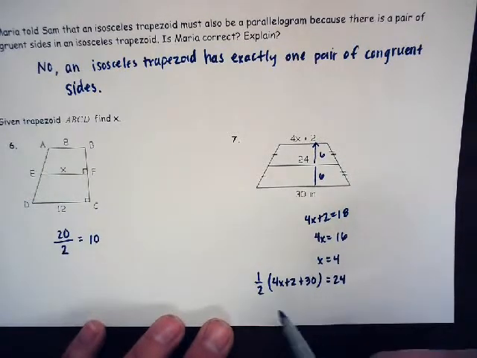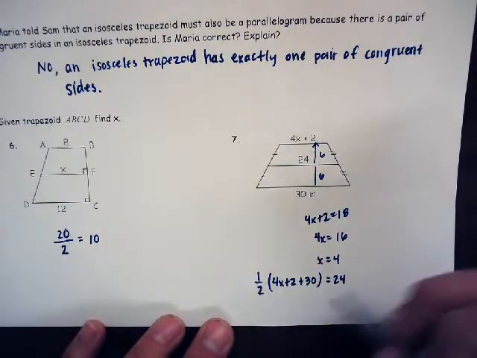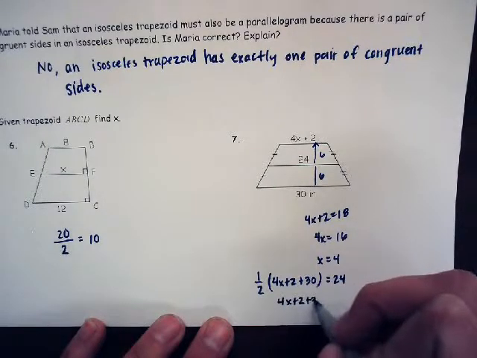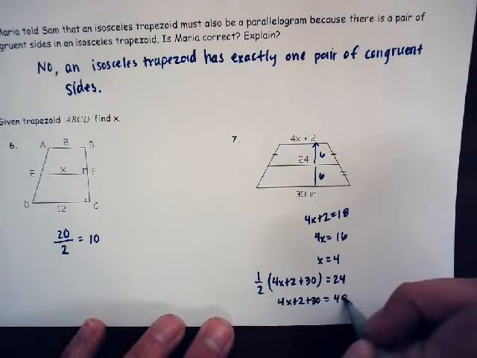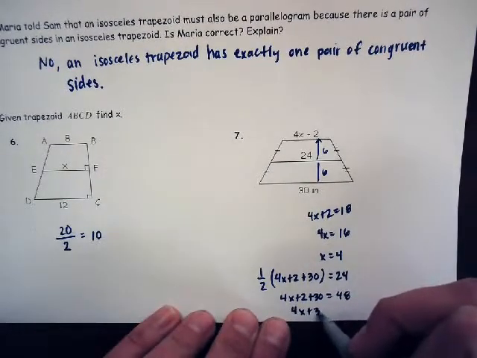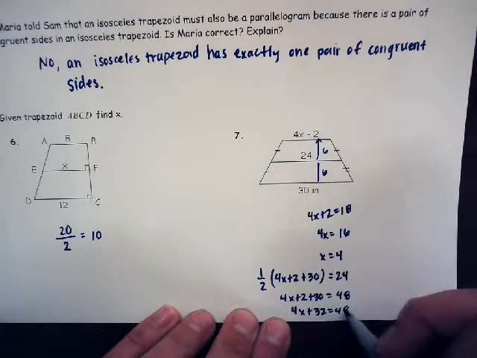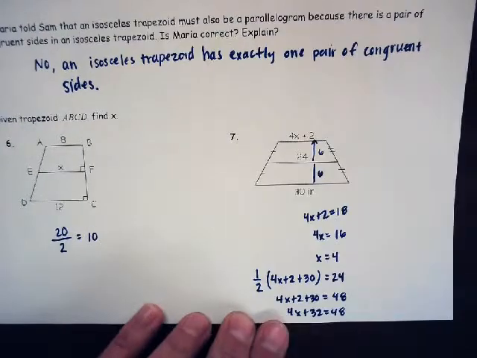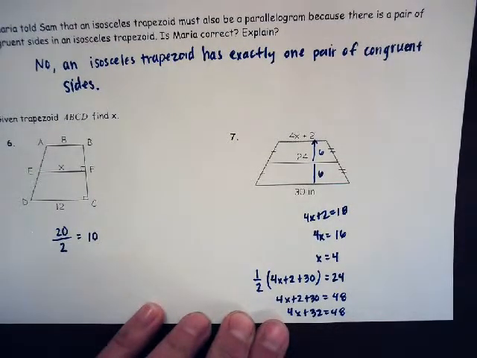You can see why this is the harder way to do this, but to get rid of this fraction, I can multiply both sides by 2. So I can have 4x plus 2 plus 30 equals 48. Combine like terms. 4x plus 32 equals 48. Now I'm running out of room, so I'm going to go up here and say, I'm going to subtract 32 from both sides. So 48 minus 32 is 16. So 4x equals 16. Divide both sides by 4, x equals 4.